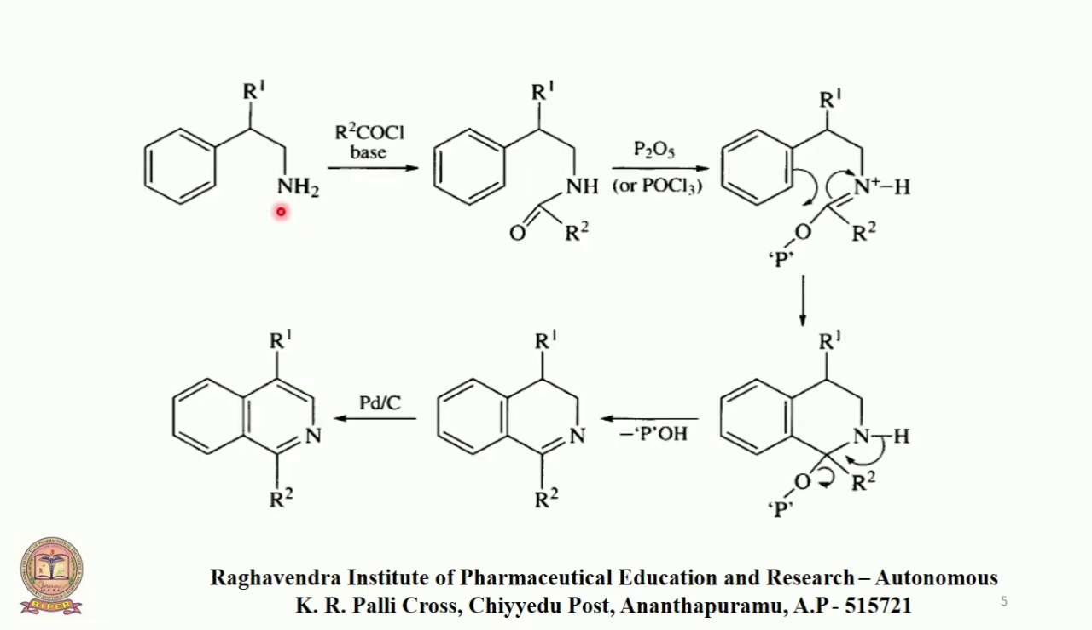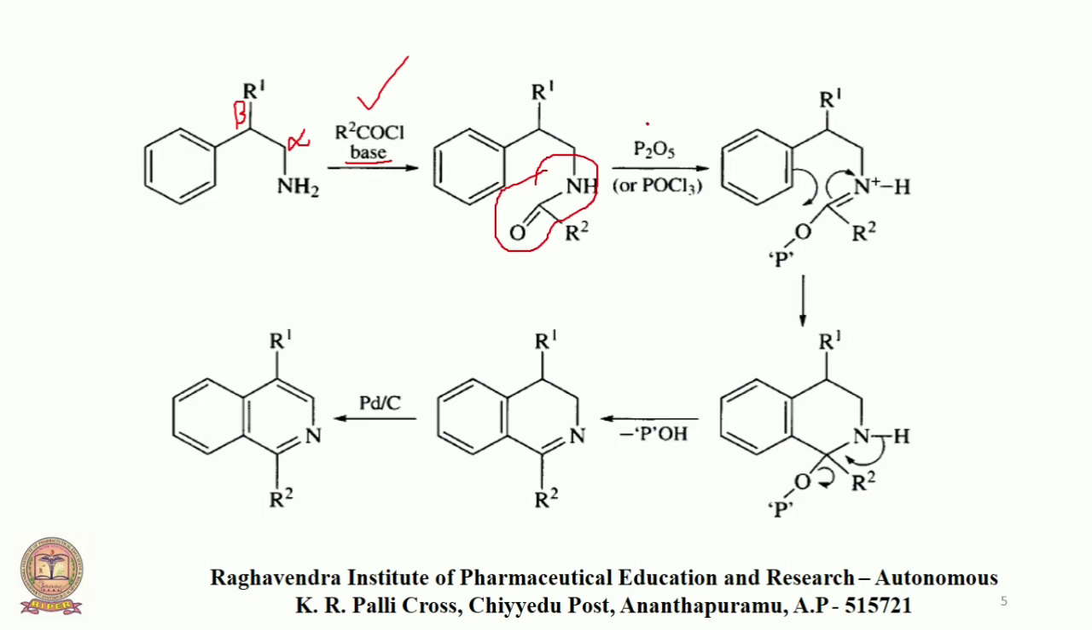See the step we saw in the previous slide, beta-phenylethylamine. The carbon atom adjacent to the amino group is the alpha carbon atom, and this is the beta carbon atom. The beta carbon atom has the phenyl ring, hence beta-phenylethylamine. This reacts with the acyl chloride in the presence of base to give the amide, CONH.